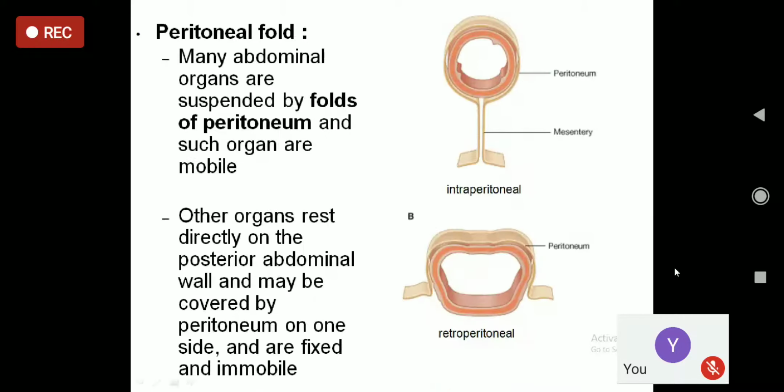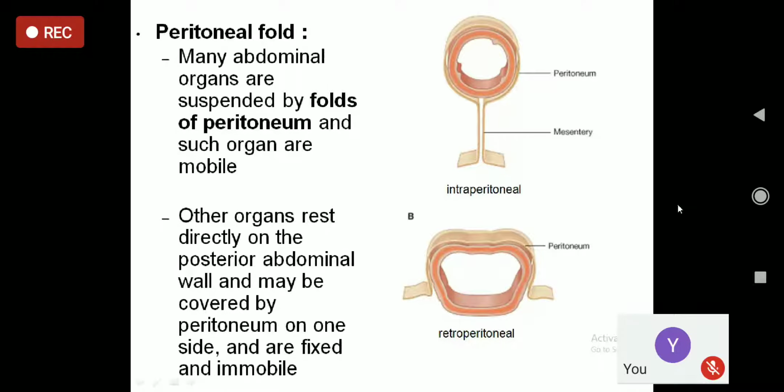Talking about the peritoneal fold, many abdominal organs are suspended by folds of peritoneum, and such organs are mobile. For example, the mesentery holds the small intestine, so that the small intestine is mobile. They are the folds of the peritoneum. An example is the mesentery, the mesocolon.